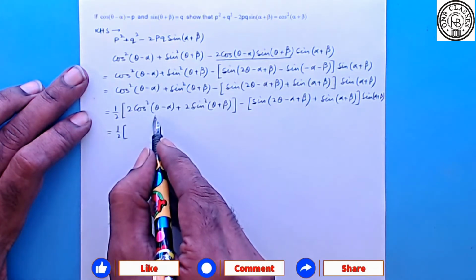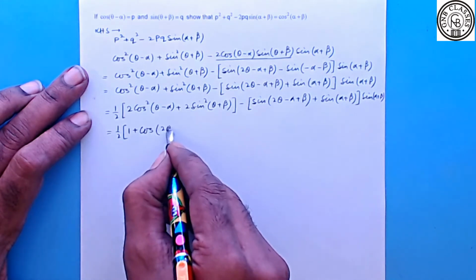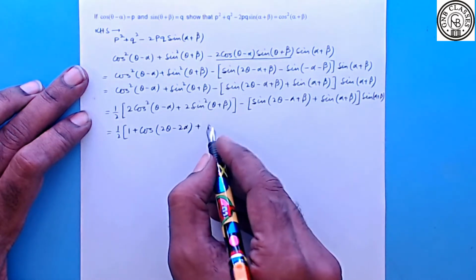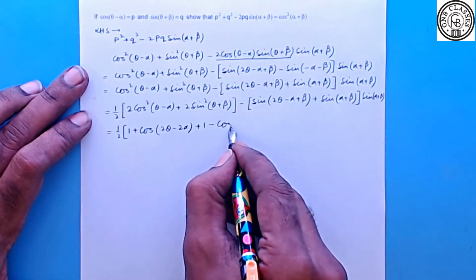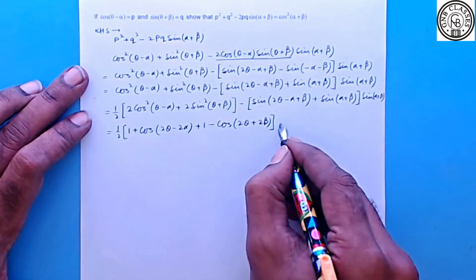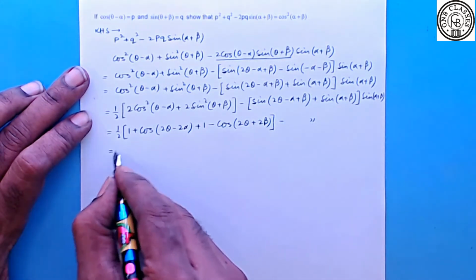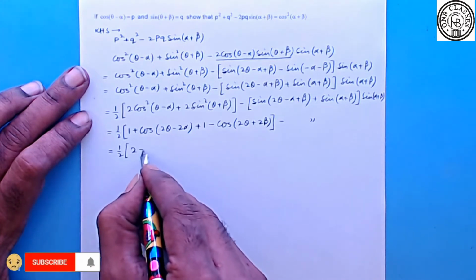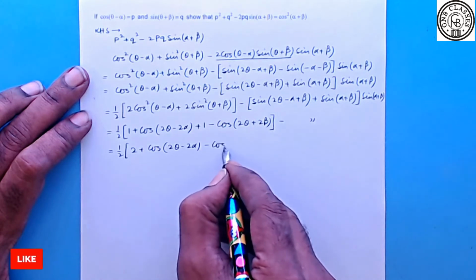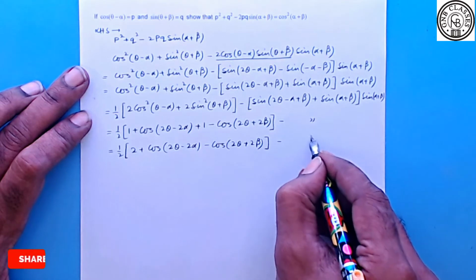Two cos square theta can be written as 1 plus cos 2 theta. 2 sin square theta can be written as 1 minus cos 2 theta. I'm not writing this part, it is exactly the same one. So, this part is same again.